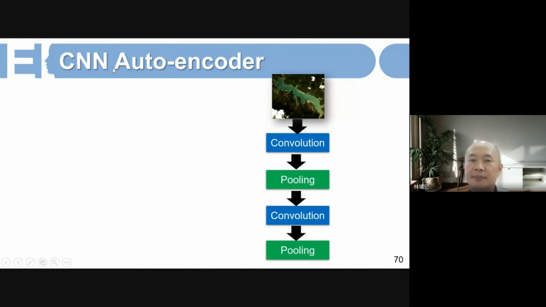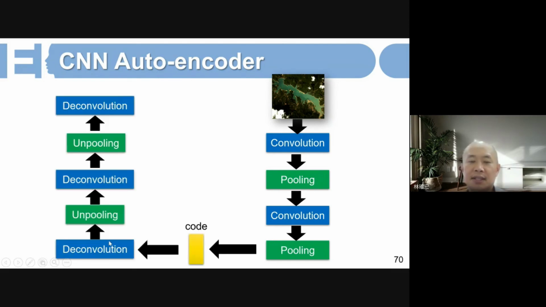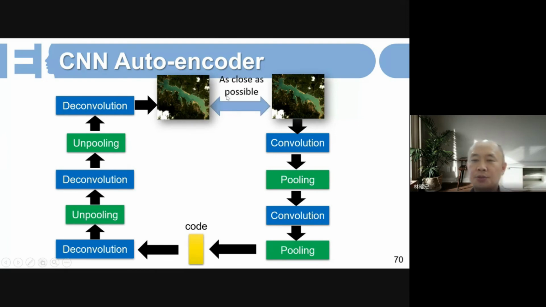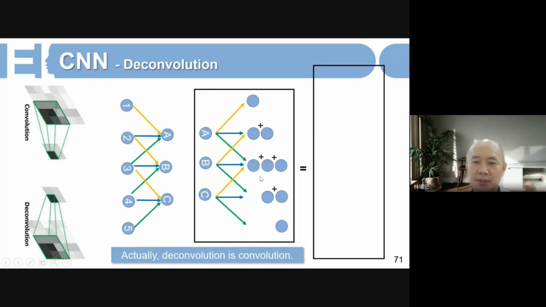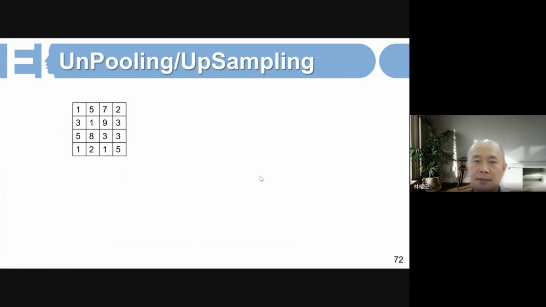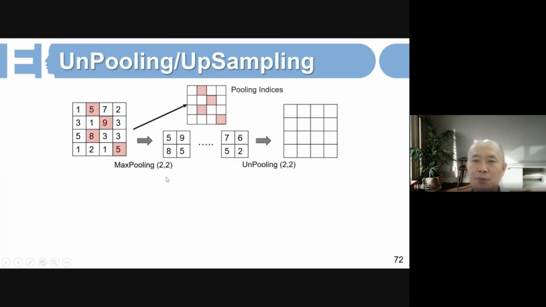Then the autoencoder can be the CNN autoencoder, containing the encoder with convolution and pooling, then the decoder containing deconvolution and unpooling. So deconvolution is the inverse process of convolution. Unpooling is the inverse process of pooling. Again, that moves the two images as close as possible. That is the CNN autoencoder. I skipped some of the slides on deconvolution, and this slide is how to perform the unpooling.